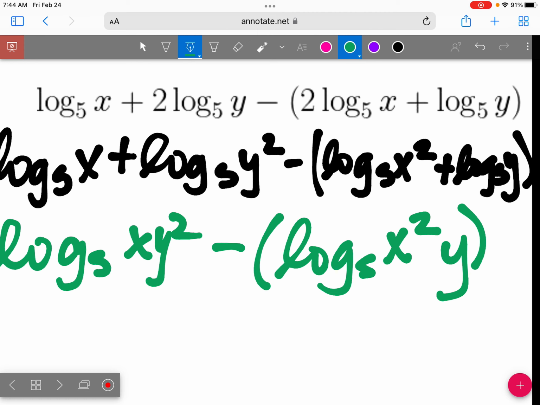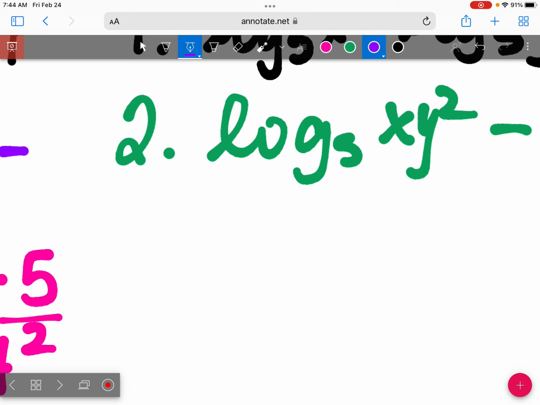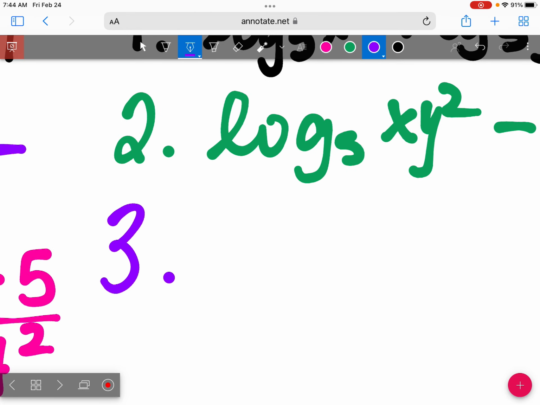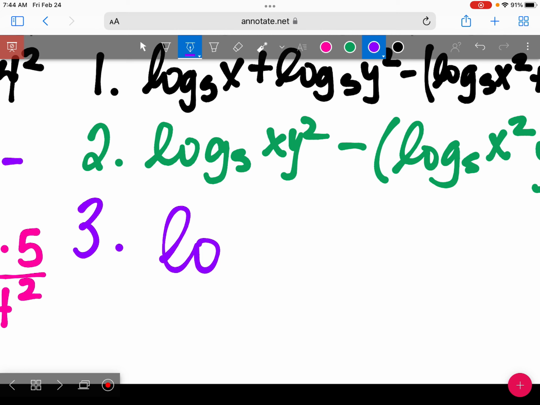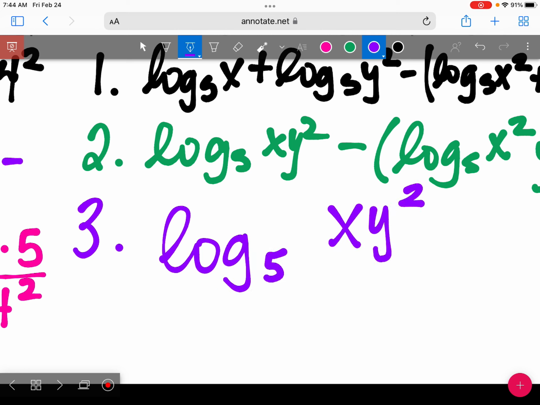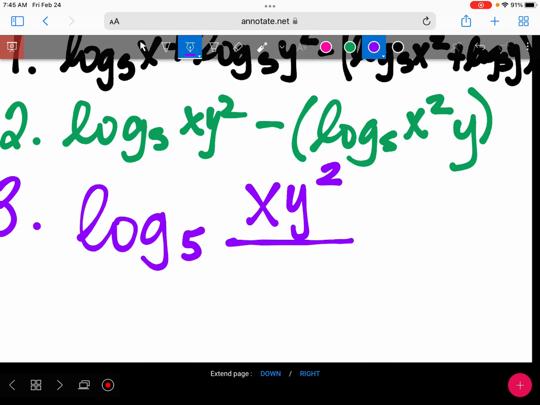So then, part 3. What do we get? Subtraction becomes division. Log base 5 of what? Over x squared y. Beautiful.